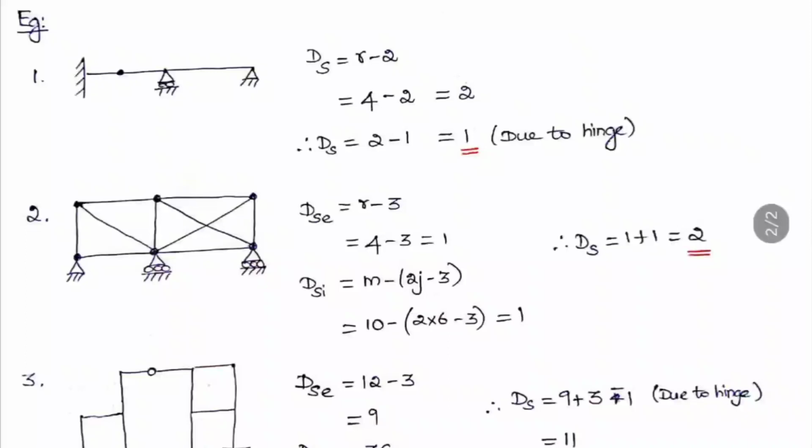So there is a beam. Here it is a fixed support at one end and a roller support in the middle, and one hinged support is given at the end. So we know that the DS is what? It is r minus 3. Okay, but this is a special case, that is, for beams you need not consider the horizontal reactions and also the horizontal equations. So this is a rule.